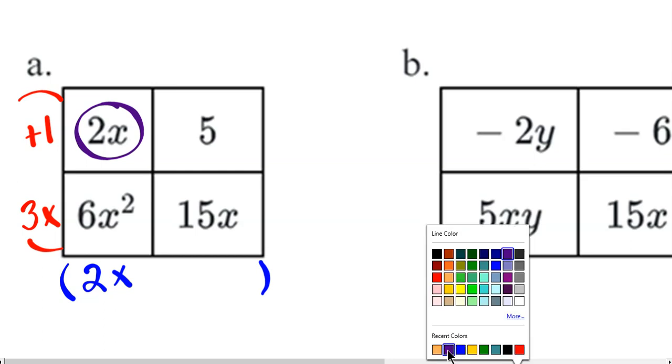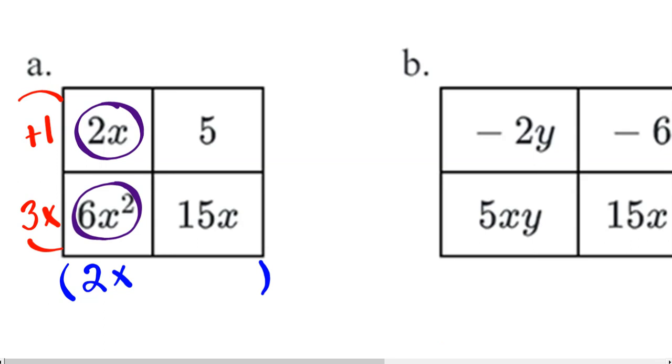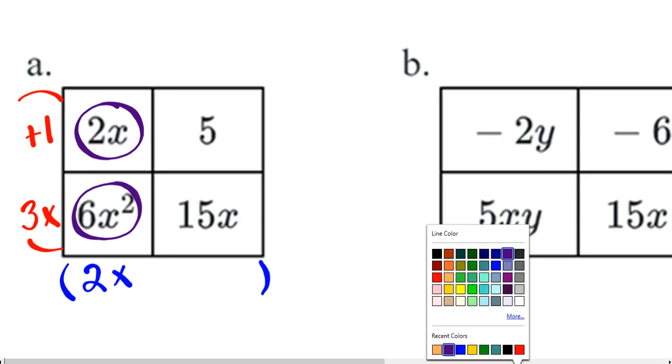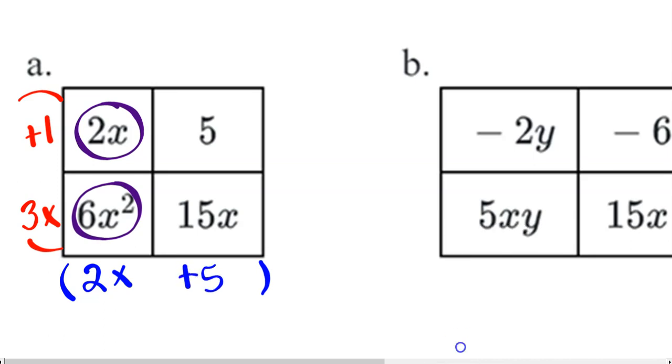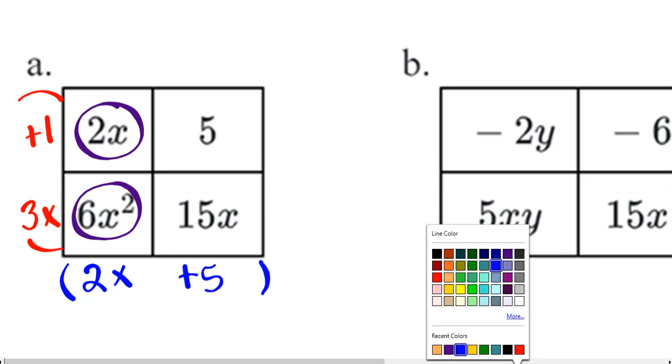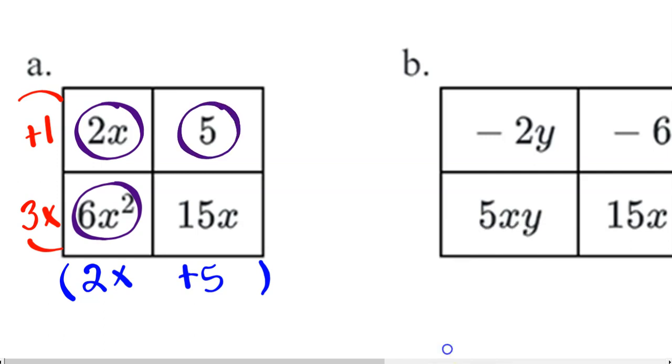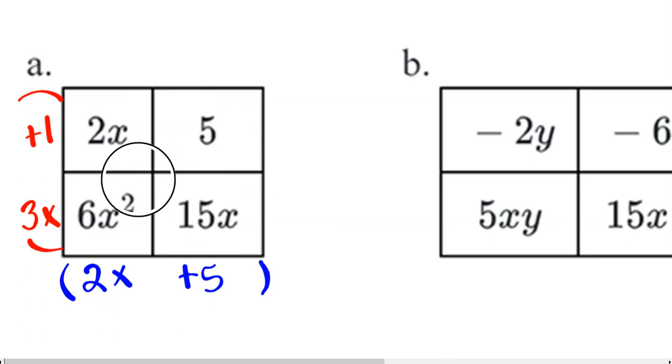So that one works. Okay, now in order to get a 5, we know that's going to be a 5 and a 1. We already have a 1, so now all we need is a 5. And that takes care of the 5. And 3x times 5 is 15x. So then we have that. So it's a guess and check game, but there are some strategies.